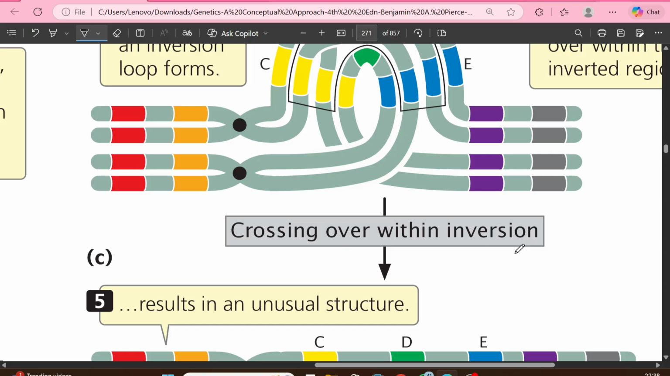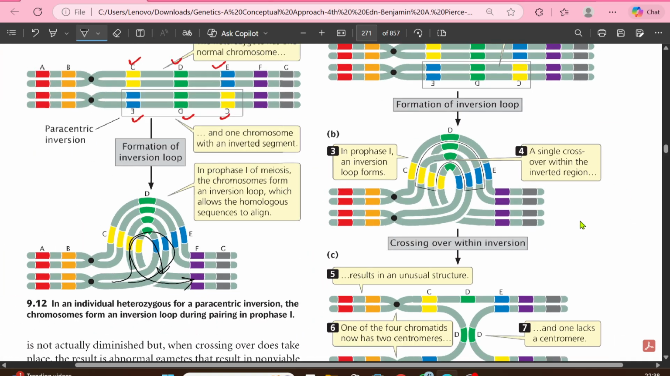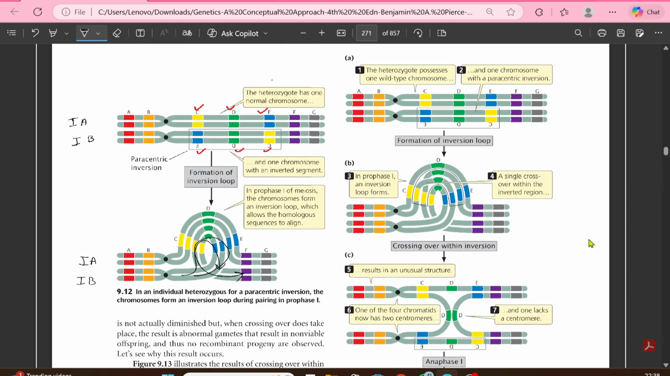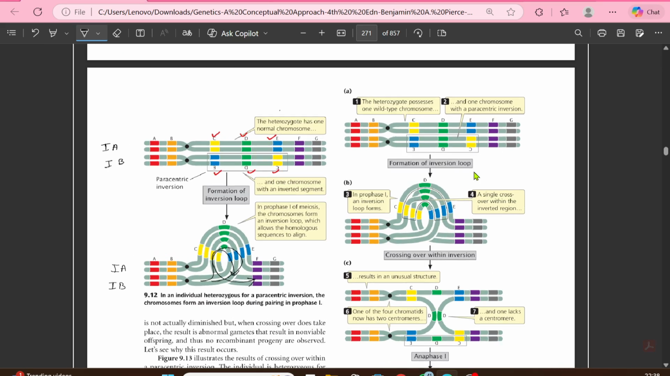Yes. I think it's lagging a bit. Okay. Let me zoom it again.